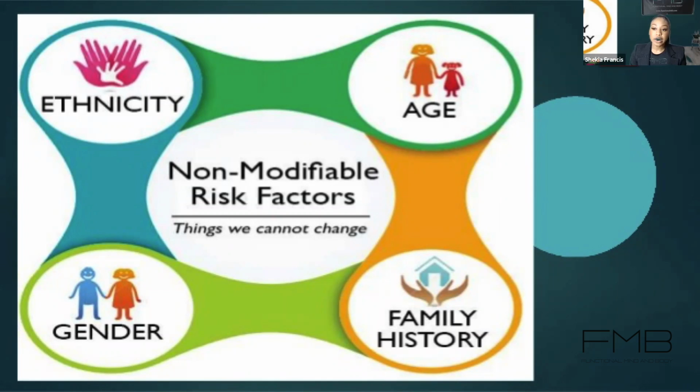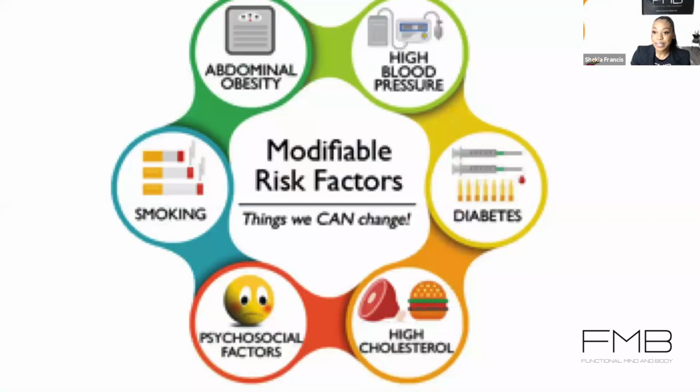Lastly, the other thing we cannot change is our age. As we get older, our risk for having a heart attack and coronary artery disease increases because we naturally start to get stiffness in those arteries because of the lack of elasticity that happens there. So, moving on to things that we can change.